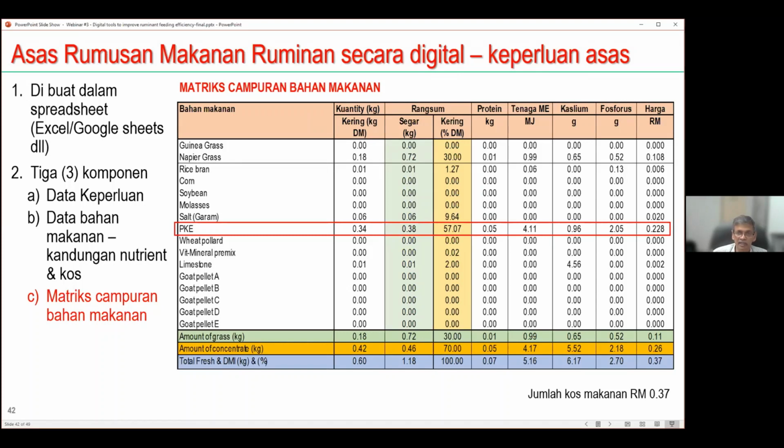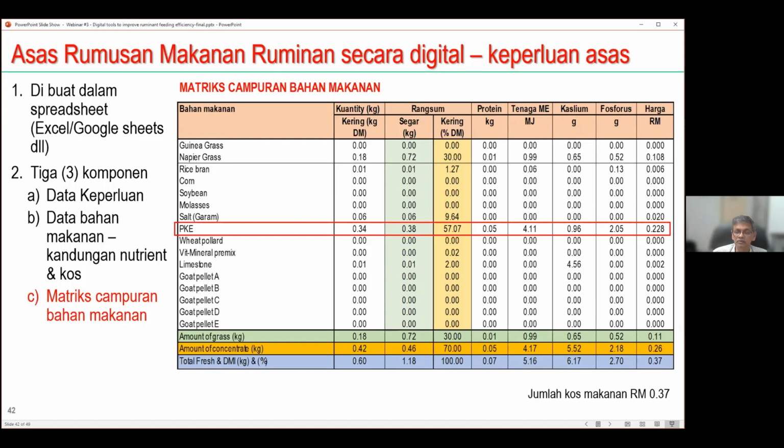Can also be done in Google Sheets. So tidak semestinya you must buy the software to do. You can actually use free software to do. Cuma kita kena invest some time to learn how it's done. But that will be a different aspect. I just want to show macam mana we can actually save cost. That is a major thing.